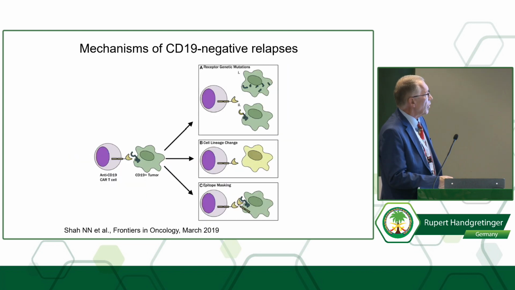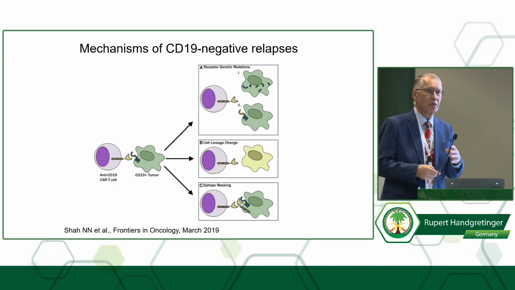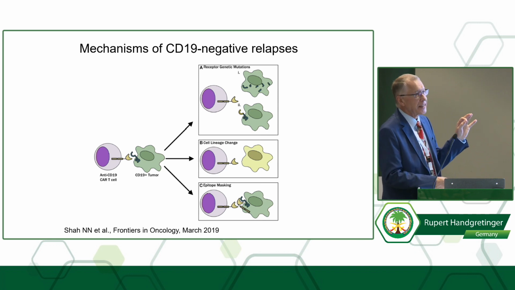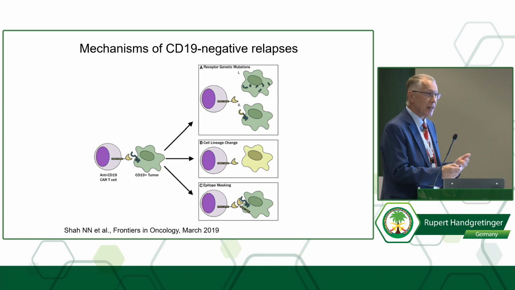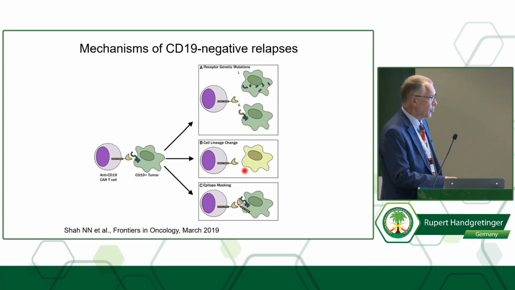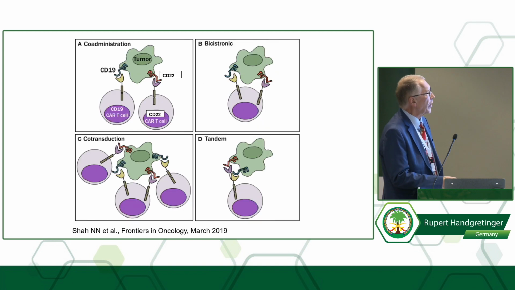And our target was to address also this CD19 negative problem. And this has been also discussed in nice reviews, why there are CD19 negative relapses. There might be genetic mutations in the leukemic cells that can happen very fast, so that the cells just stop expressing it. There might be a lineage change sometimes, so that the cells do not express CD19 on a clonal level anymore, or there might be epitope masking. So there are various reasons why the CAR T cell mechanism might fail.